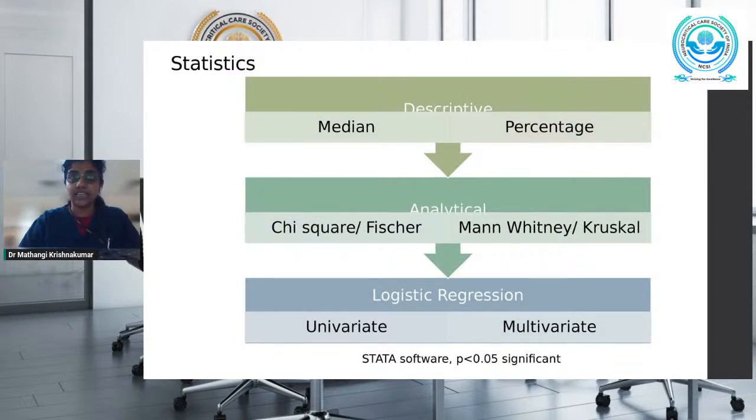If we look at the statistical methods used, they used Stata software and they fixed P less than 0.05 to be significant. For the descriptive data, they used either median or percentage to describe the data. For analytical data, they used either chi-square test or Fisher exact test for qualitative data. Quantitative data was analyzed with Mann-Whitney test or Kruskal-Wallis test based on the normality. Once this basic analysis was done, whichever was significant went into a univariate analysis, and finally a multivariate logistic regression model was inferred. So this was the data analysis plan for this particular study.